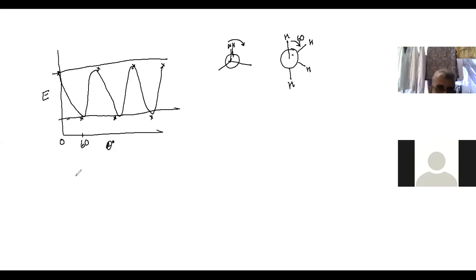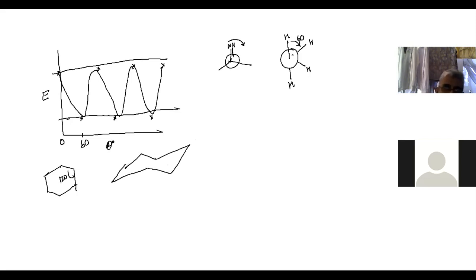Now, the conformation analysis of cyclohexane is the next one. Cyclohexane, it's not a planar molecule. If it is planar, the bond angle should have been 120. But it is not actually 120 because it's an sp3 carbon. And therefore, cyclohexane exists in chair form.